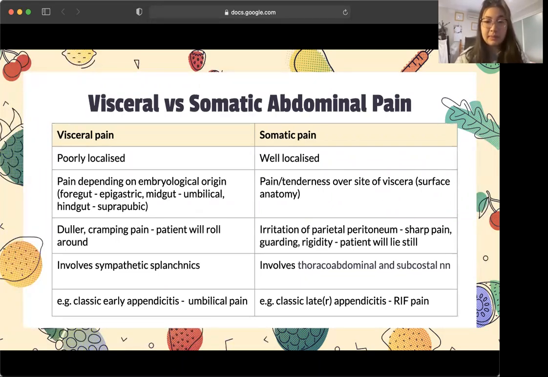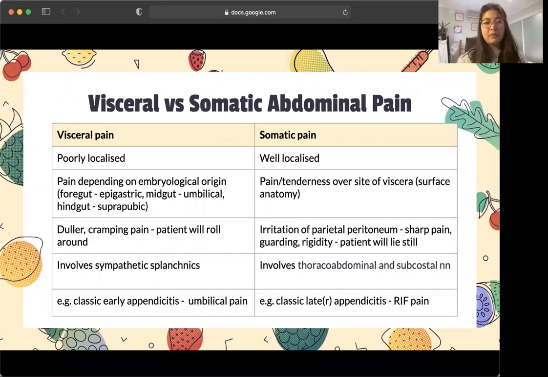So visceral and somatic pain, just want to understand what this is. Visceral pain is poorly localized because it's not really dedicated pain sensory fibers that are picking up on this pain. It's just when you've got distension or stretch of a viscera, or inflammation of a viscera, before it irritates any of the parietal peritoneum. And so this is going to depend on the embryological origin. So the whole epigastric, umbilical, and suprapubic thing we were talking about before.